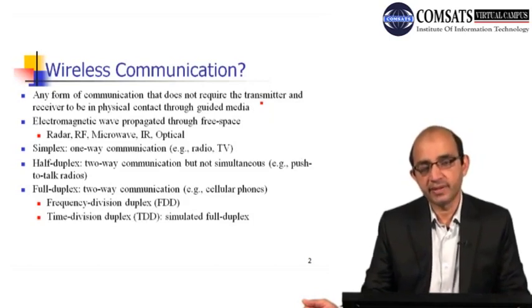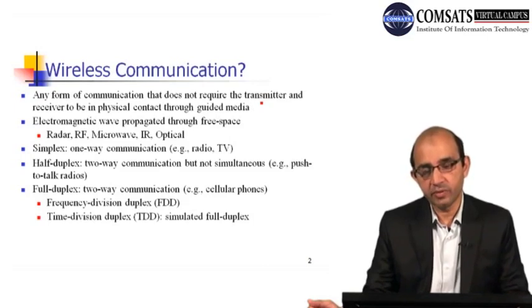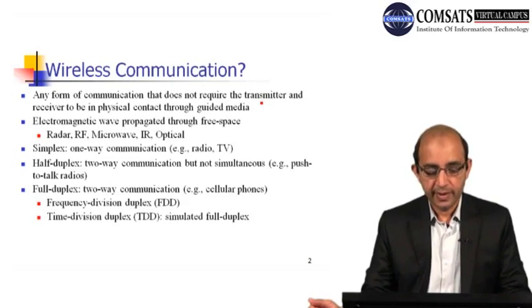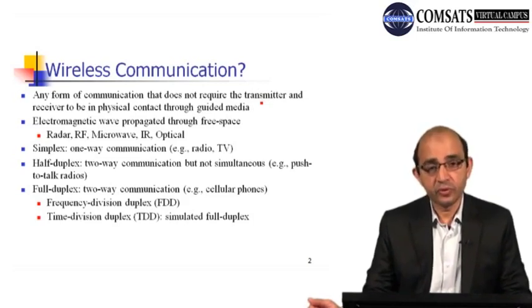Then we have half duplex, which is two-directional. The communication is two-way, but at a time only one-way communication is allowed. One direction is allowed, but the communication cannot be achieved simultaneously. The examples are push-to-talk radios and walkie-talkies.